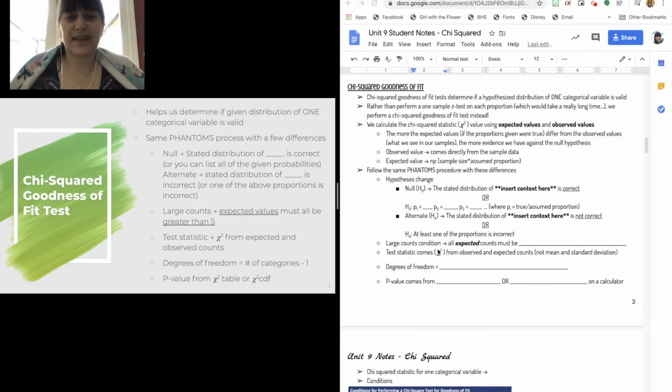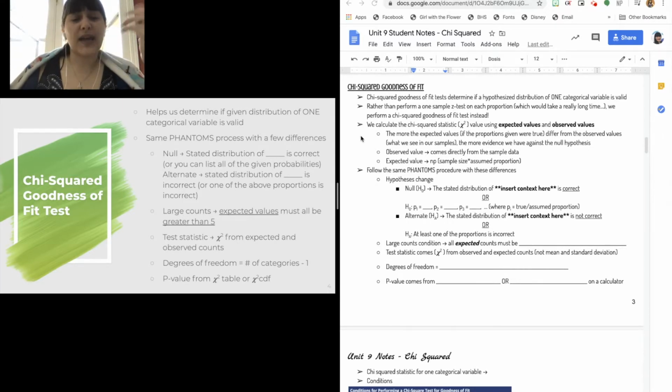Like I told you in the intro video, there are three types of chi-squared tests. This is the first one. It's called goodness of fit. You use chi-squared goodness of fit tests when you want to see if the distribution that is given to you of one categorical variable is valid. So they'll give you a percentage for each category and say, we expect 20% of people, places, things, whatever to fall in this category, 15% to fall in this category, 19% to fall in this category, etc. Right? And you're trying to figure out if that is valid.